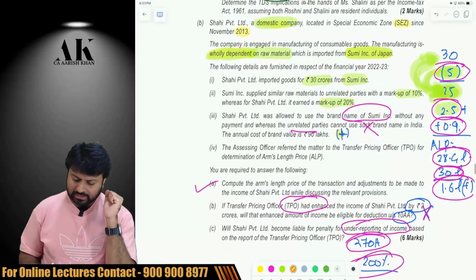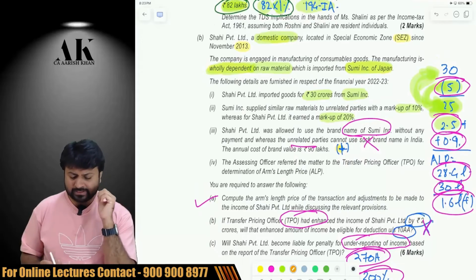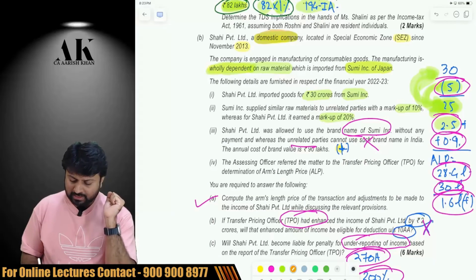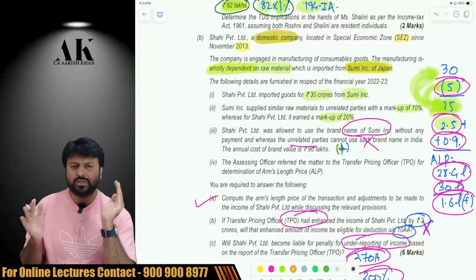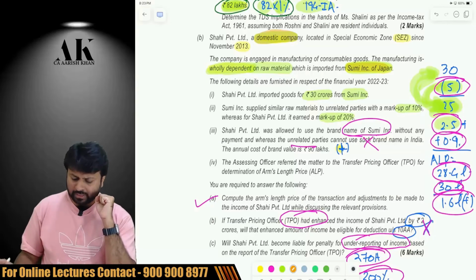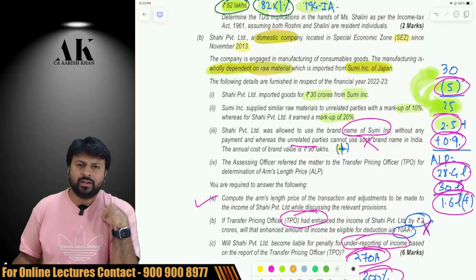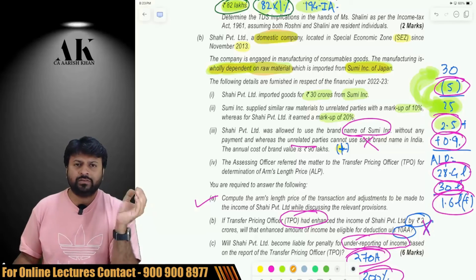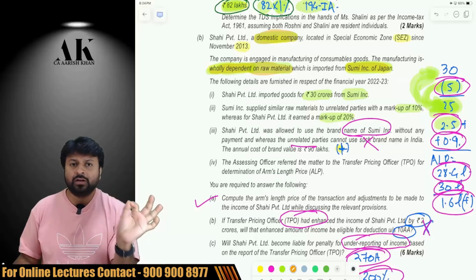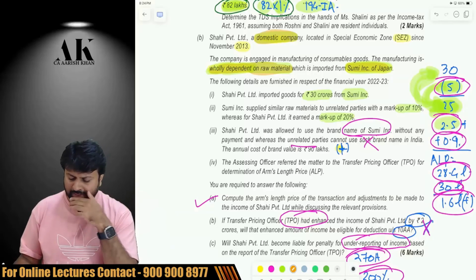Now, the next question is a transfer pricing question. It's an easy question, nothing great as such. There is a domestic company and there is a foreign company, Sumi INC. Both of them are associate enterprise. Sir, how did you come to know that both of them are associate enterprise? One entity is wholly dependent on the raw material of another entity. Now, if one entity is dependent on the raw material of another entity for 90% or more, if I am dependent on you for 90% or more of the raw material, then we both are what? Associate enterprise. Therefore, both of them are associate enterprise.